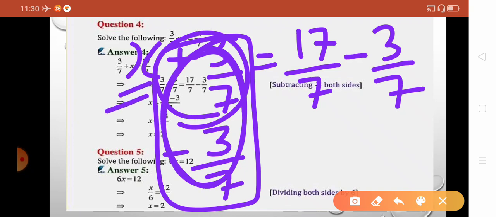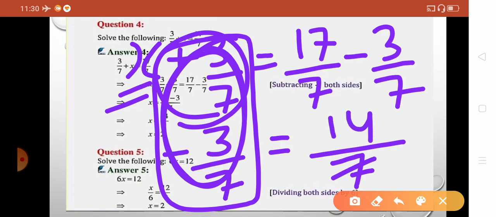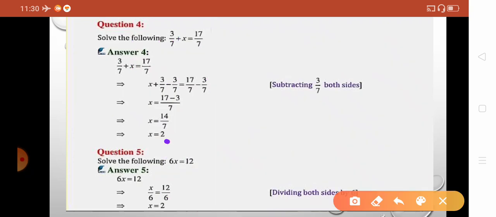So we are left with x only, and here we will take the LCM as 7. 17 minus 3 comes out to be 14. So 7 twos are 14. So the value of x comes out to be 2. What we have done is operate with the opposite sign: x plus 3 by 7 minus 3 by 7, 17 by 7 minus 3 by 7. So here we come out with x is equal to 2.